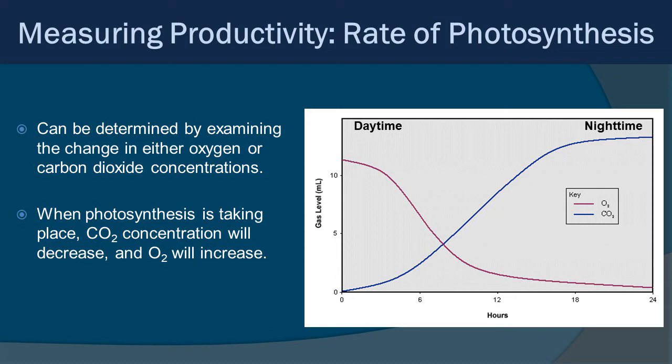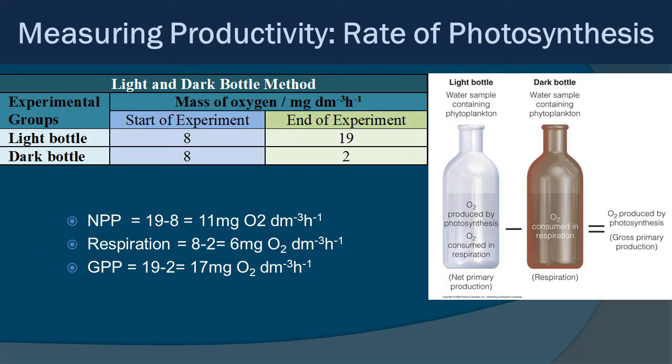Now, at night, things change, right? Carbon dioxide levels go up, oxygen levels go down because it's mostly just respiration going on. No oxygen production is there. Now let's talk about an example of how to actually calculate this. And this is called the light and dark bottle method.